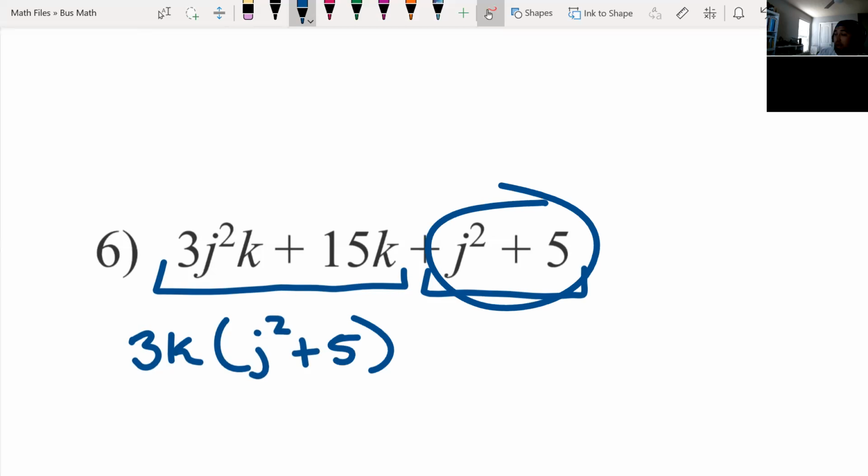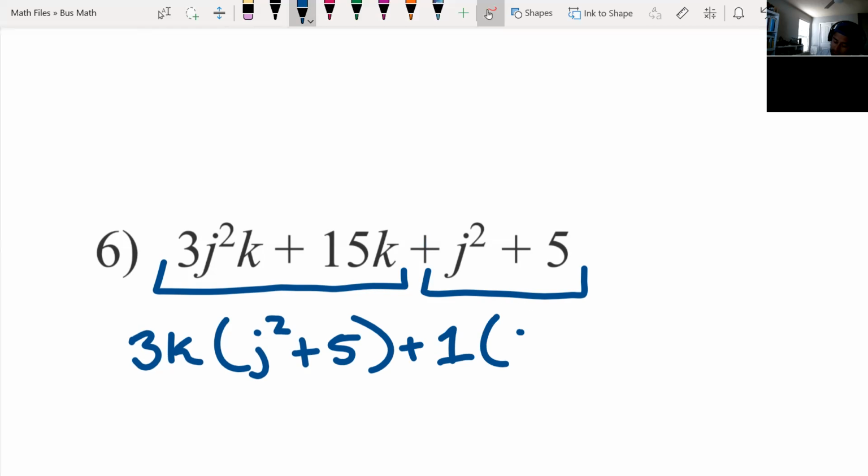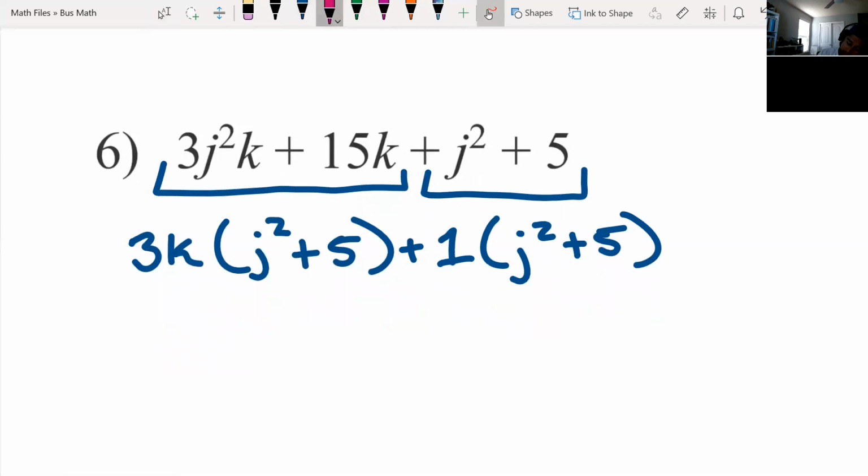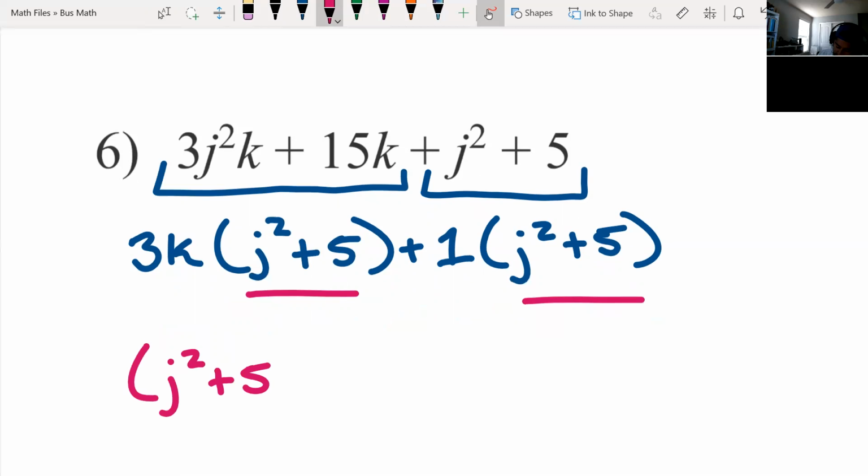And then j squared plus 5. Do you see any common factors there? Just a 1. If you don't see anything else, you can always take out a 1, and that'll be j squared plus 5. Now the common factor, factor that out. And what's left over? 3k plus 1. Good.